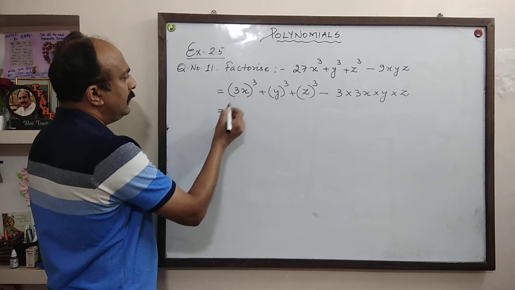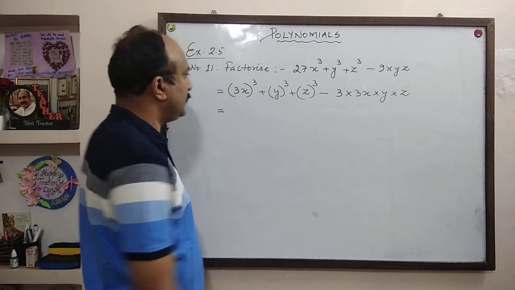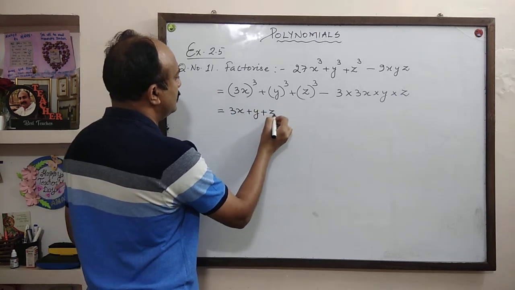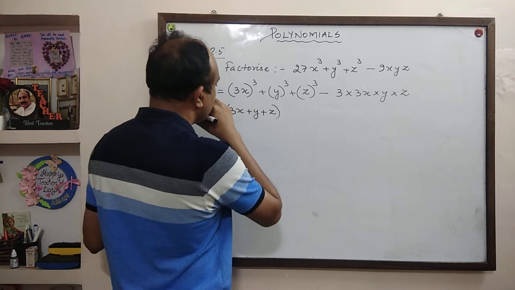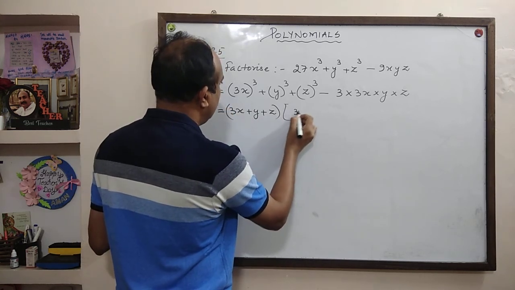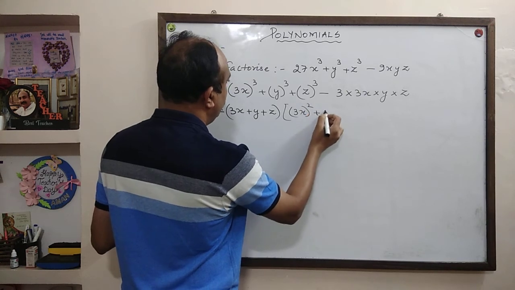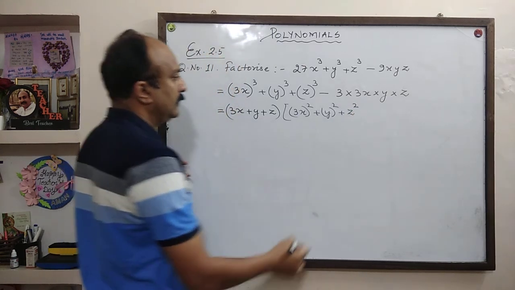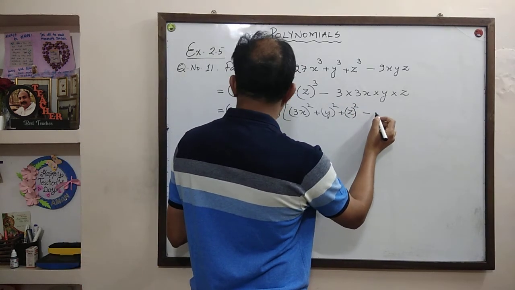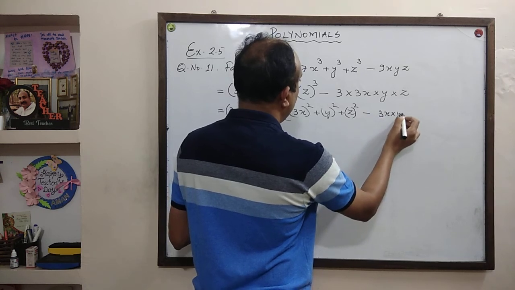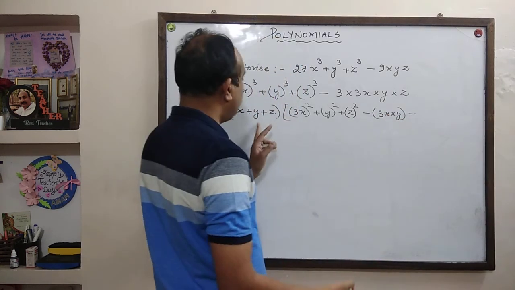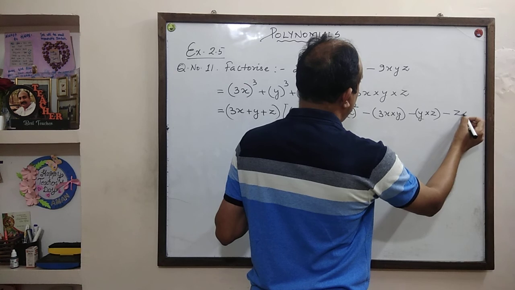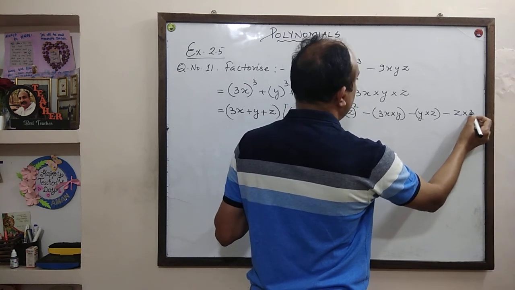Now the formula a cube plus b cube plus c cube minus 3abc is equal to a plus b plus c into a square plus b square plus c square minus ab, 3x into y, minus bc, y into z, minus ca, z into 3x.